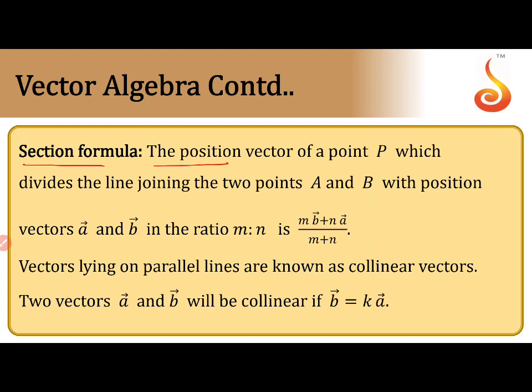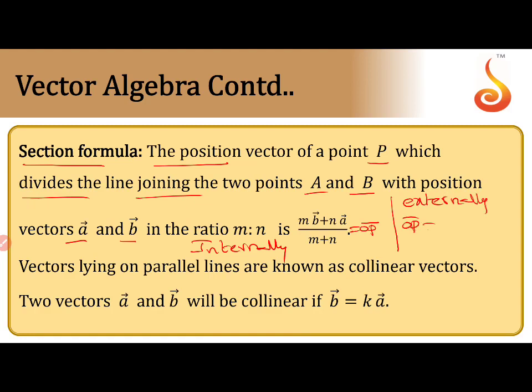Next, section formulae. This is the same as in geometry. The position vector of a point which divides the line joining points A and B with position vectors a bar and b bar in the ratio m is to n internally is mb bar plus na bar by m plus n. This is OP bar. If it divides externally, then OP bar equals mb bar minus na bar by m minus n.